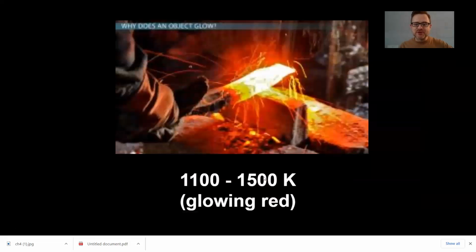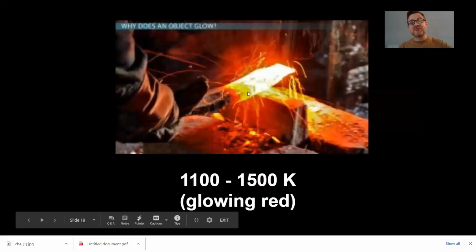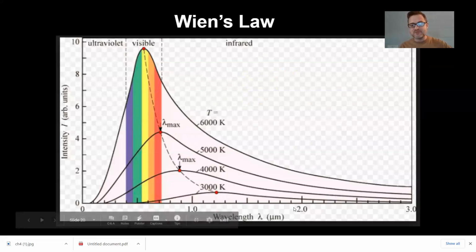Now, this piece of metal was glowing at 1500, so this is the curve for 3000. Imagine one for 1500, it's going to peak way down here. So it's going to peak in infrared. So this piece of metal is very, very hot, right? No one would doubt that. You can't see the peak, but what's the highest color of visible light that you can see? It would be red, right?